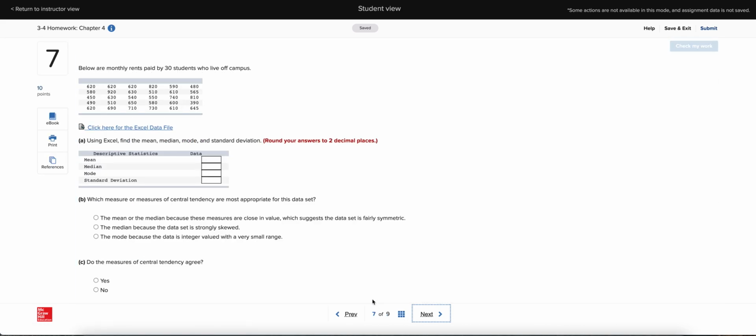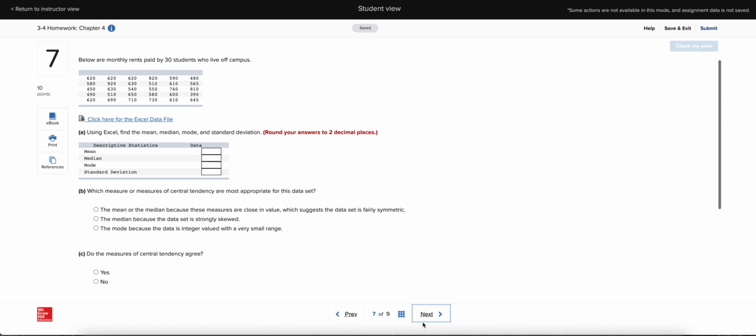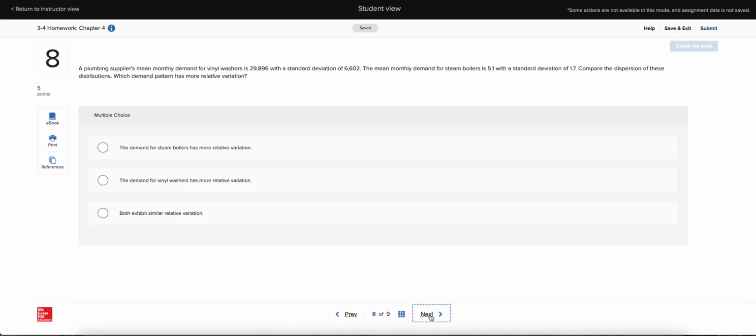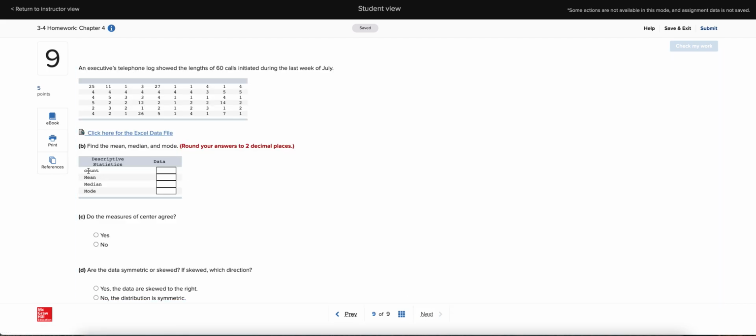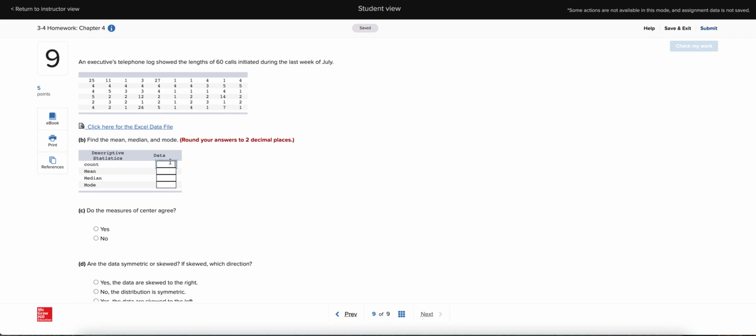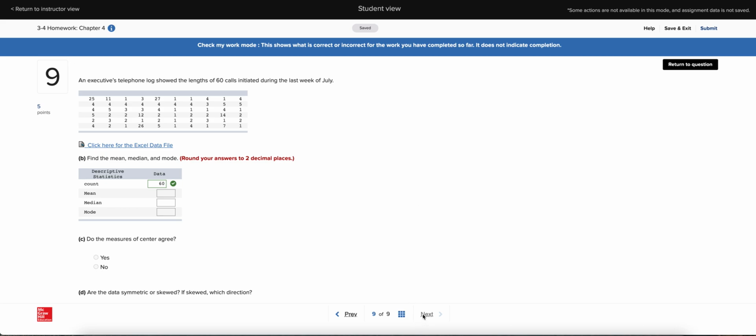For the rest of the questions, again, click on the data. You can find mean, median, mode, standard deviation. We've talked about that already. Here's a problem I'll let you work through. It's based on readings. Count is a function in Excel, so just do equals count. It's how many data points there are, or you can see up here how many data points there are. It says 60, so this has to be 60. Count is just how many.